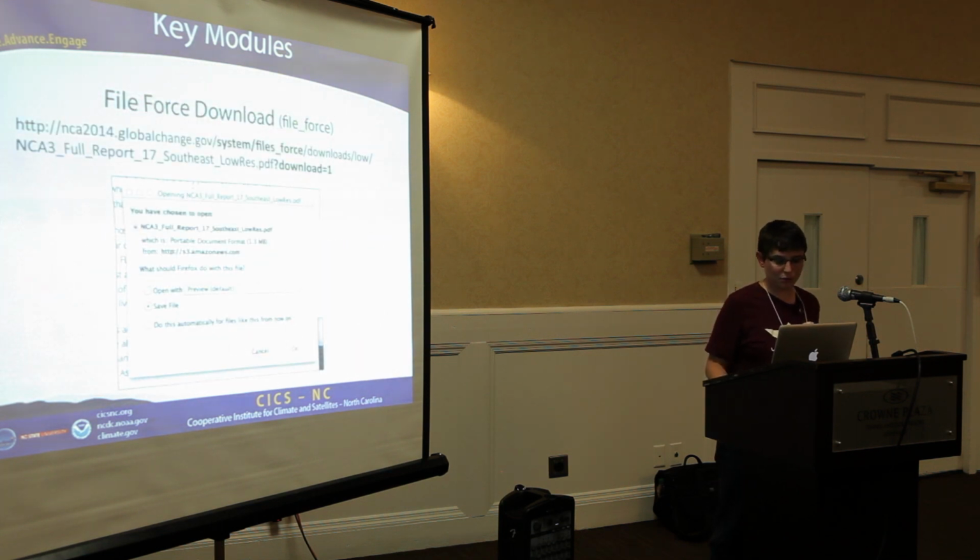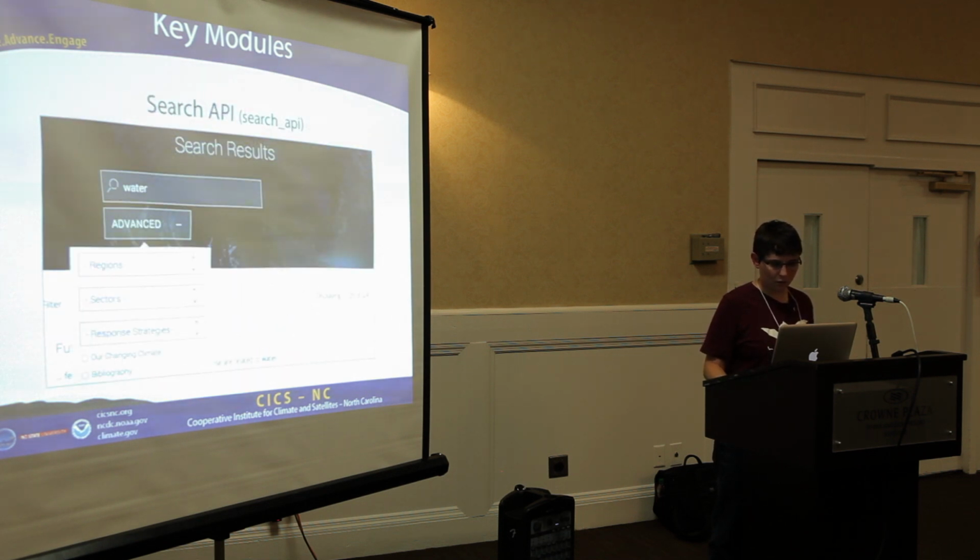A simple module that we used was file force download. It forces links to files to automatically download instead of opening a new window. That was just a simple, cool part. We used Search API. It allowed us to control the indexing a little more. This site was also indexed in Apache Solr separately for the global search of globalchange.gov's main site. So you can select either their site or the assessment website and look for content in either or.